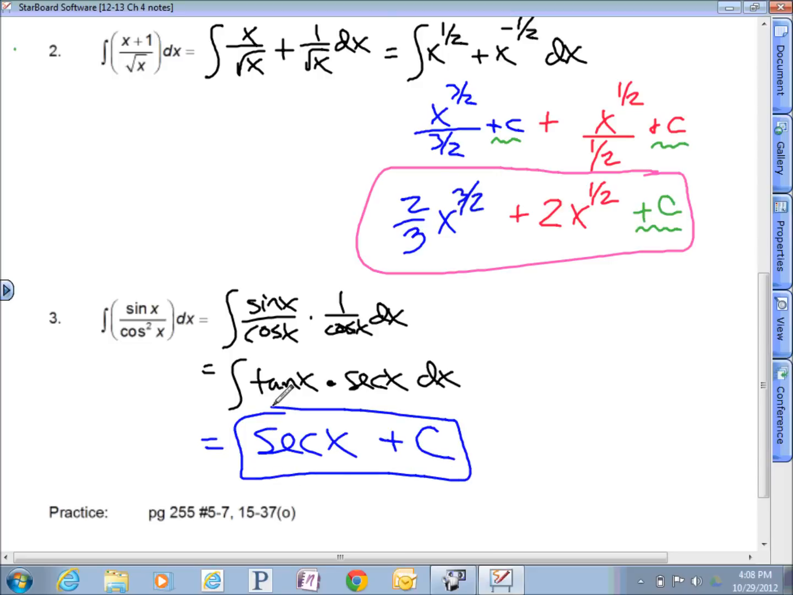So the key with trig problems is you've got to turn it into somebody's derivative. Whose derivative is it? It's secant of x. Once you've got that, you are golden.